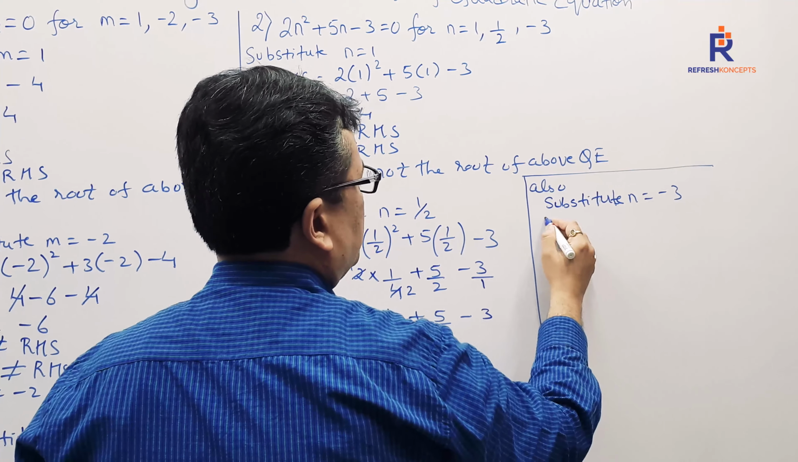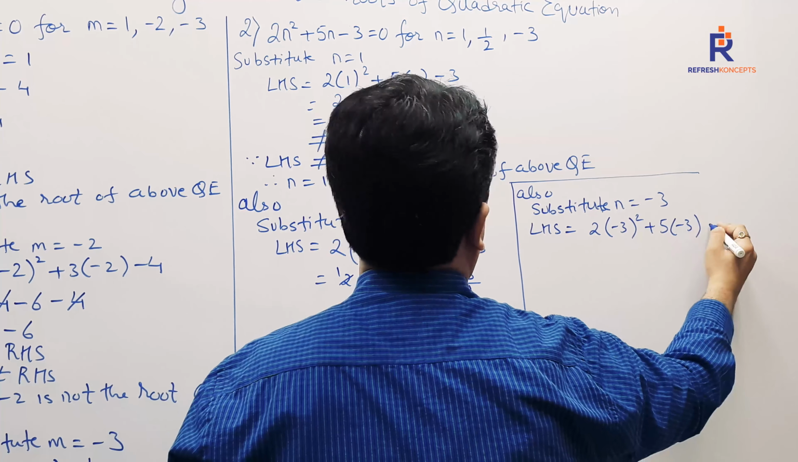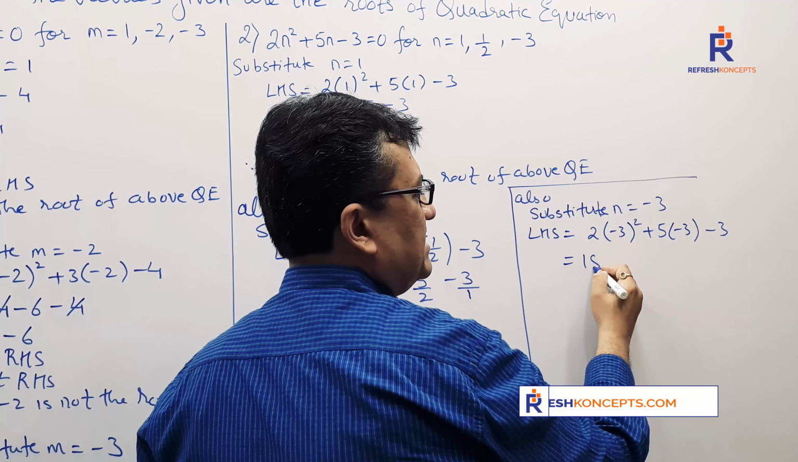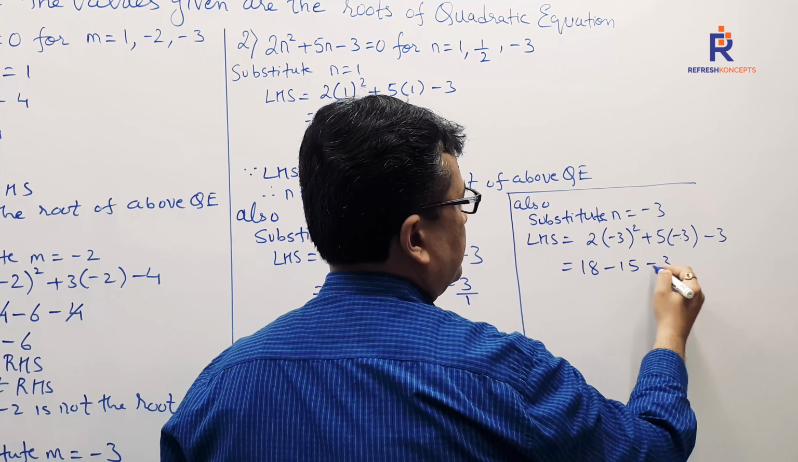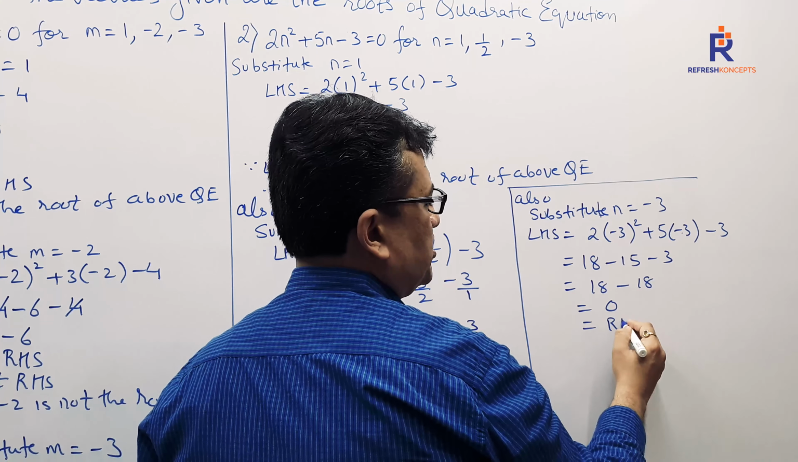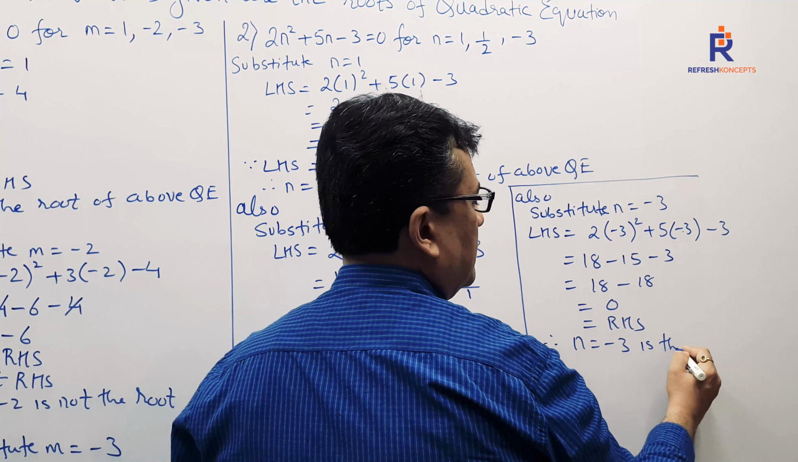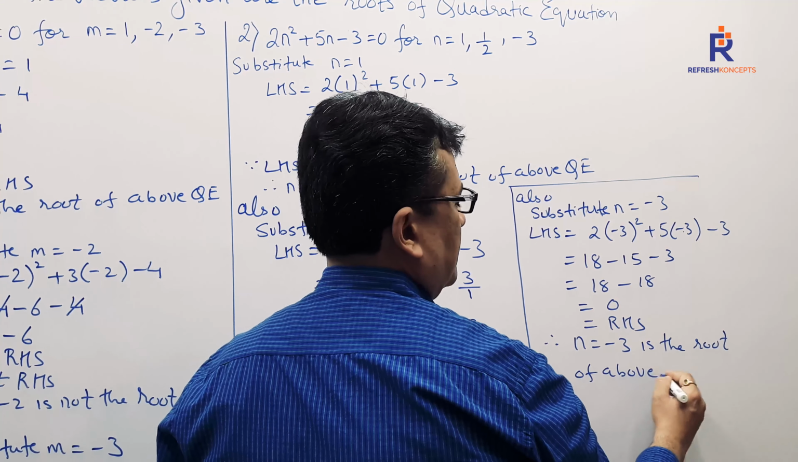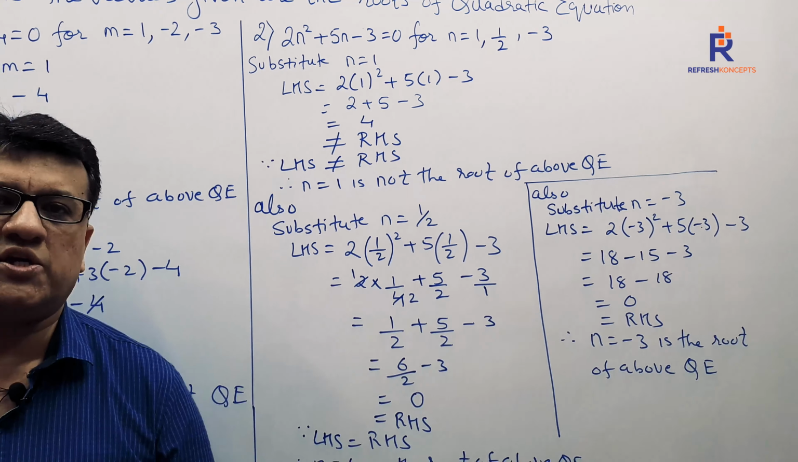In my main equation, what is my LHS going to be? 2 into minus 3 square, minus 3, minus 3. Minus 3 square is 9. 9 twos are 18. Plus of minus is minus, minus 15, minus 3. 18 minus 18 is 0, which is my RHS. Therefore, n equals to minus 3 is the root of the above quadratic equation.